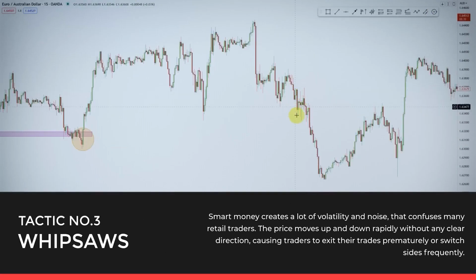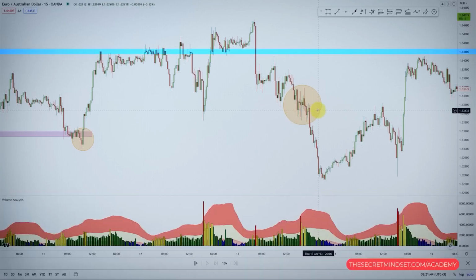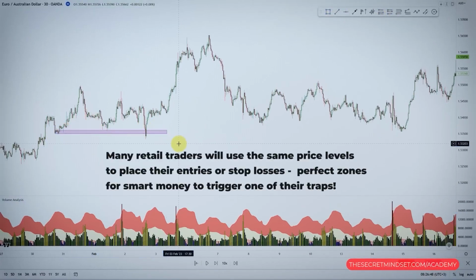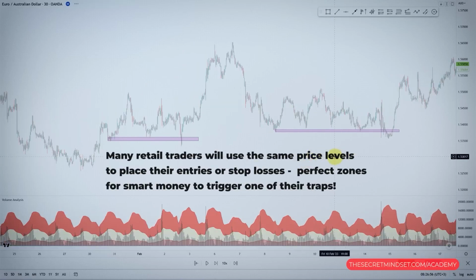Whipsaws are another smart money tactic. This is when smart money creates a lot of volatility and noise in the market that confuses many retail traders and makes them second-guess their trades. The price moves up and down rapidly without any clear direction or trend, causing many traders to exit their trades prematurely or switch sides frequently. The reality is that many retail traders will use the same price levels to place their entries or stop losses, and these are the perfect zones for smart money to trigger one of their traps.